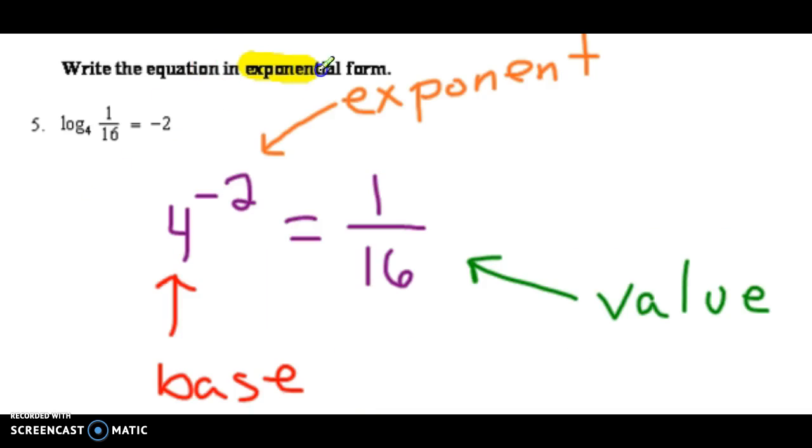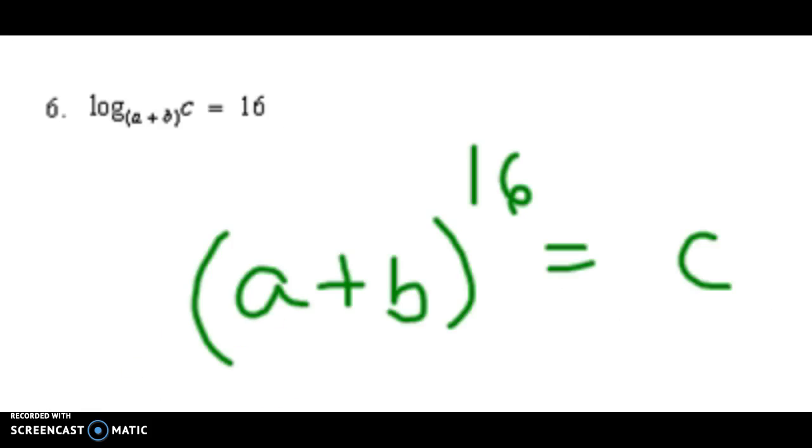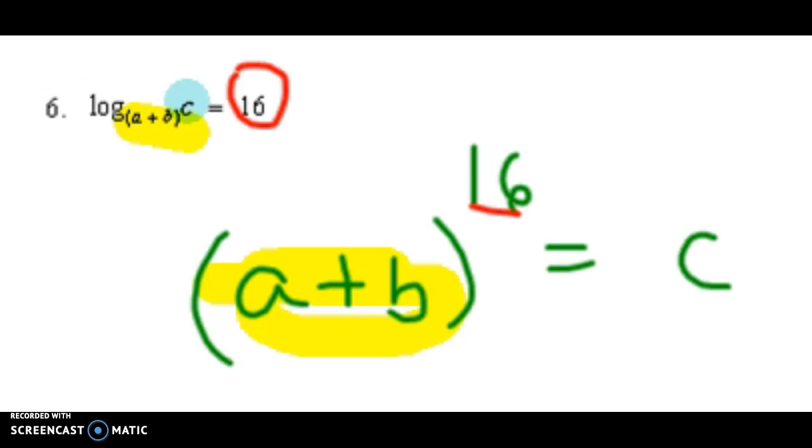I'm going to take a log function and write an exponential function. So I have log base 4, so my base is 4. My power is -2. If it's a negative, I need a fraction for an answer, 1/16, and that is correct. And number 6, my base is a plus b. So I have my base a plus b to the power of 16. That's how I got 16 equals C.